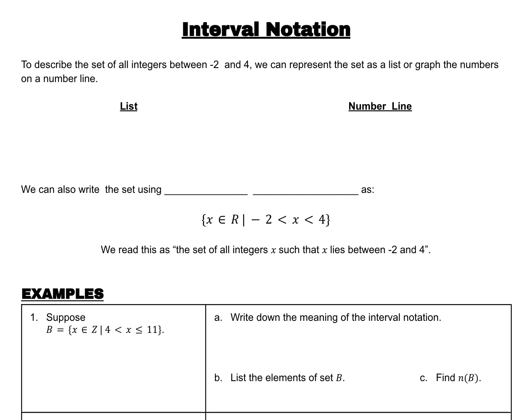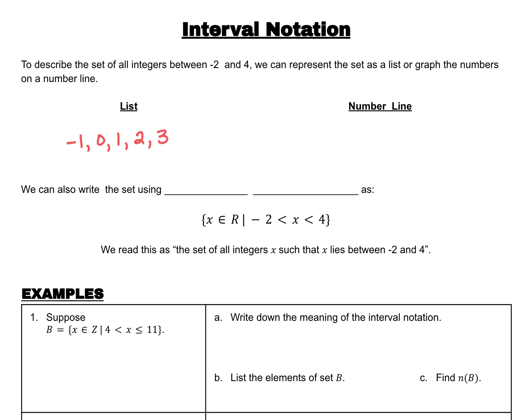All right, so to describe the set of all integers between -2 and 4, we can represent the set as a list or a graph of the numbers on a number line. If I list out all of the integers, positive or negative whole numbers, that are in between -2 and 4, and when I say between, that does not mean I'm including them, that means I have -1, 0, 1, 2, and 3. That is my list of numbers.